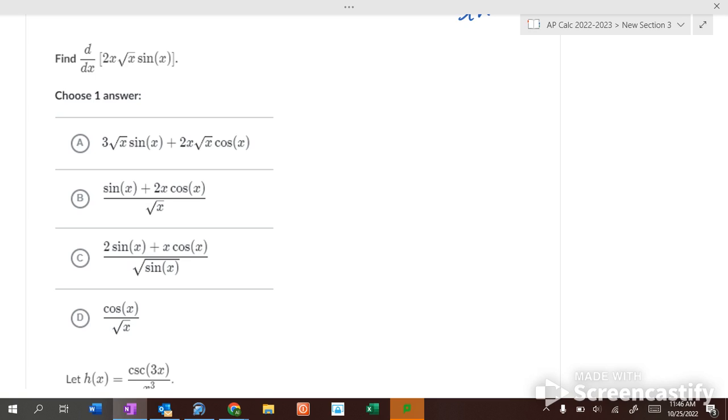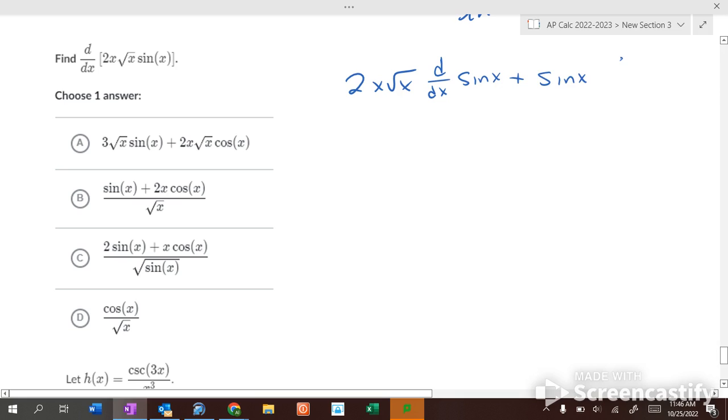Okay, so product rule, right? So it's 2x square root of x times the first derivative of the sine of x plus the sine of x times the first derivative of 2x square root of x, which is really 2x to the 3/2 power, correct? Because this is x to the 1/2 plus x to the 1 is 1/2, which is 3/2. Well, we're not taking the derivative of this. It just stays. So what's the first derivative of the sine of x?